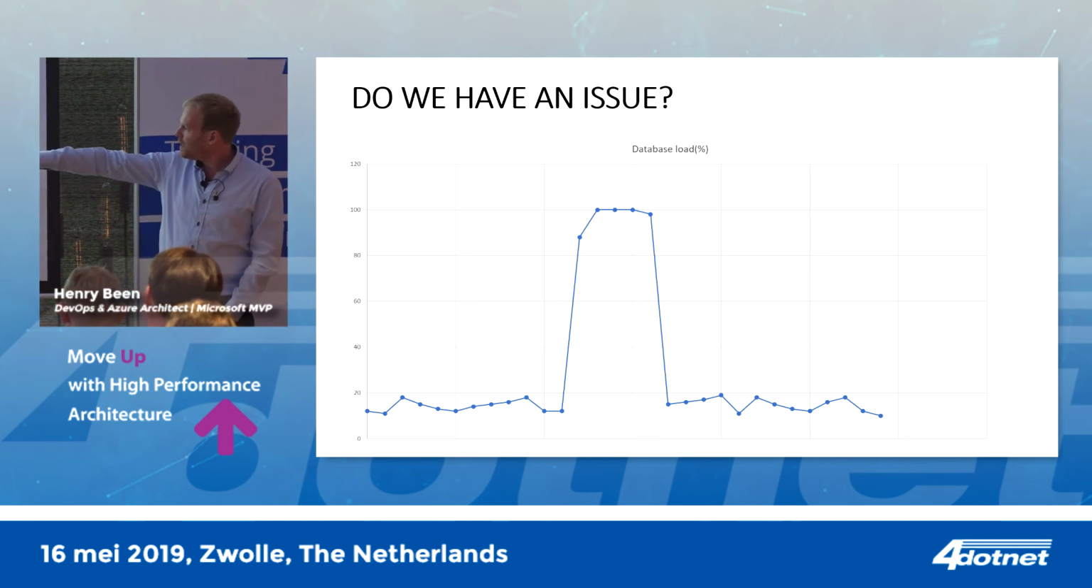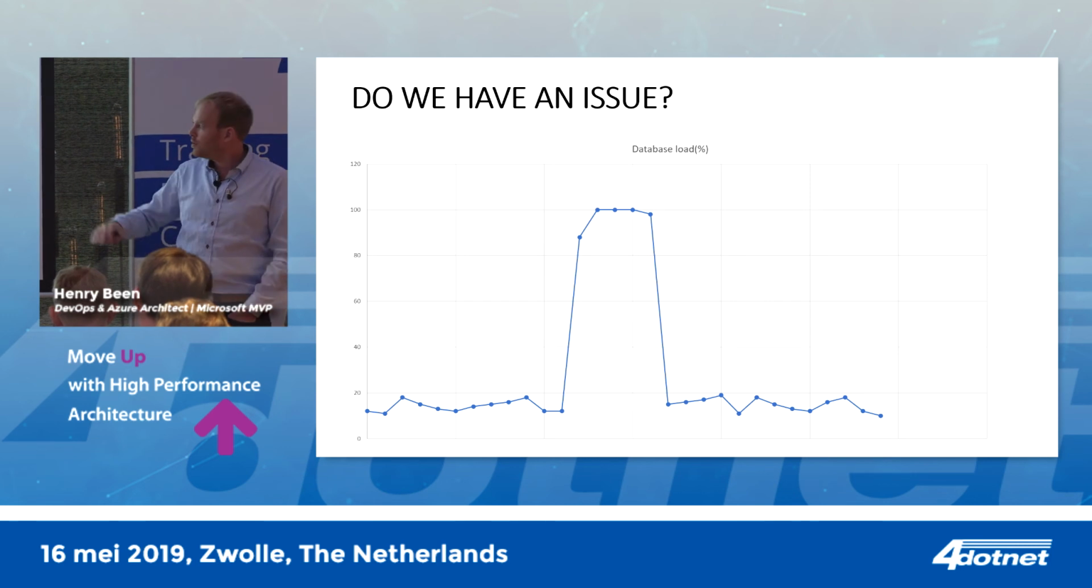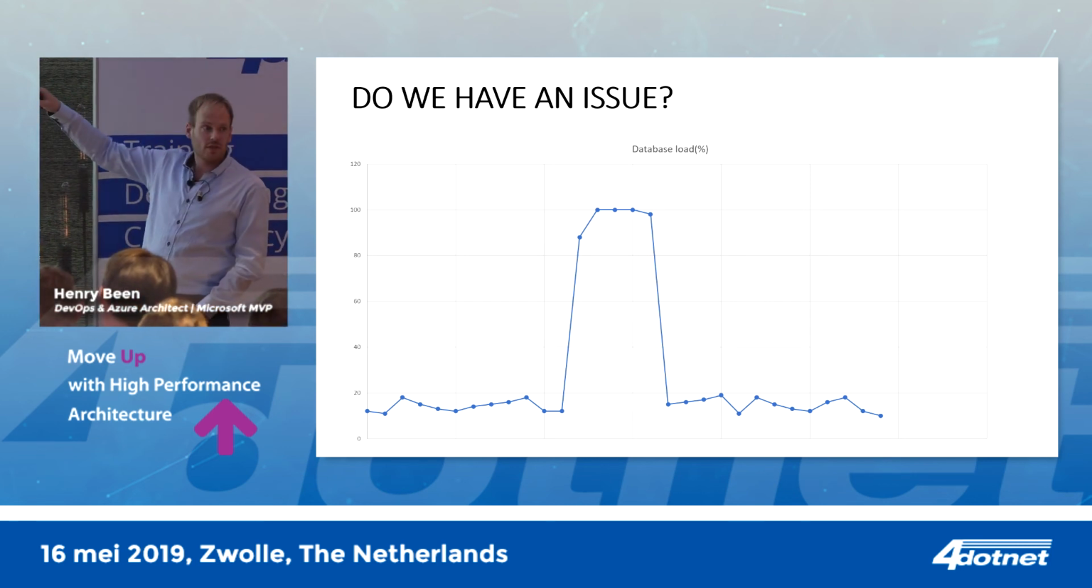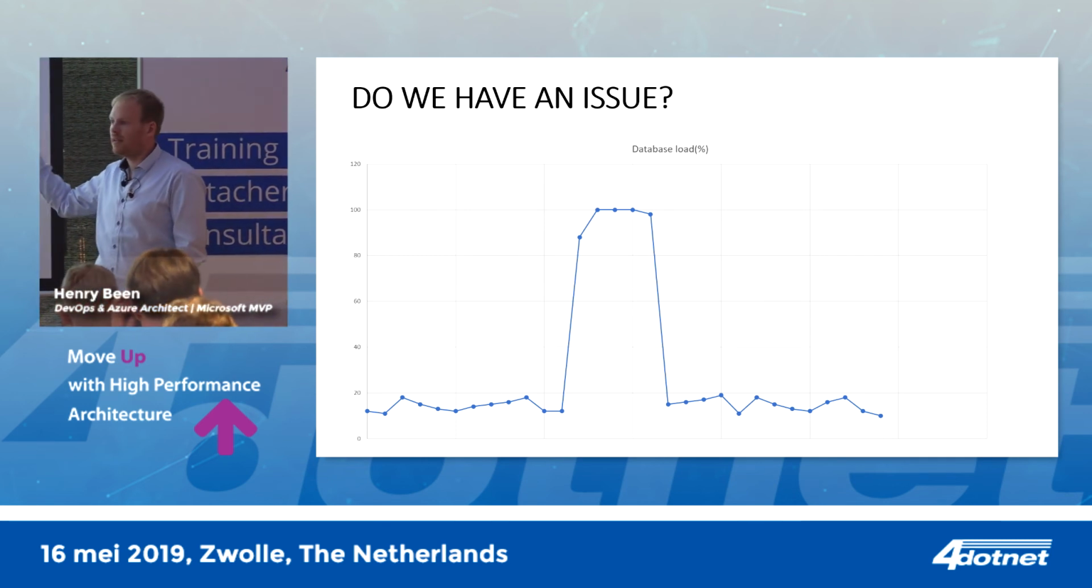And this number, in this instance, was always like 10%, 15%. Users were happy, and then all of a sudden it bumped up to close to 100, stayed there for a while, and then dropped down again.